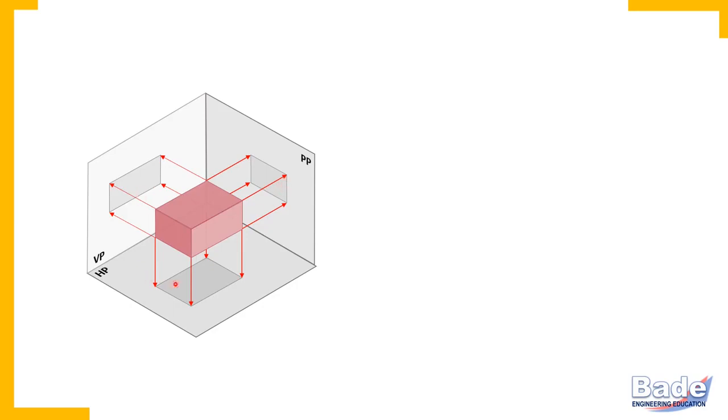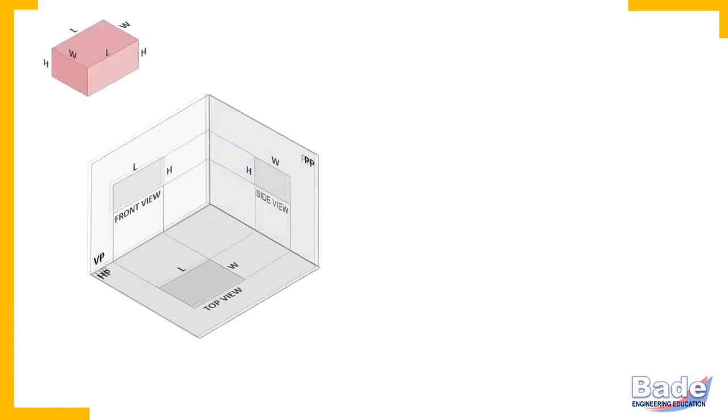So front view, top view and side view are orthographic views. So here it is the three-dimensional block and its views: front view, top view and side view. In the three-dimensional view, all three dimensions you can see: length, width and height of the object. But in orthographic projections, in each view you get only two dimensions.